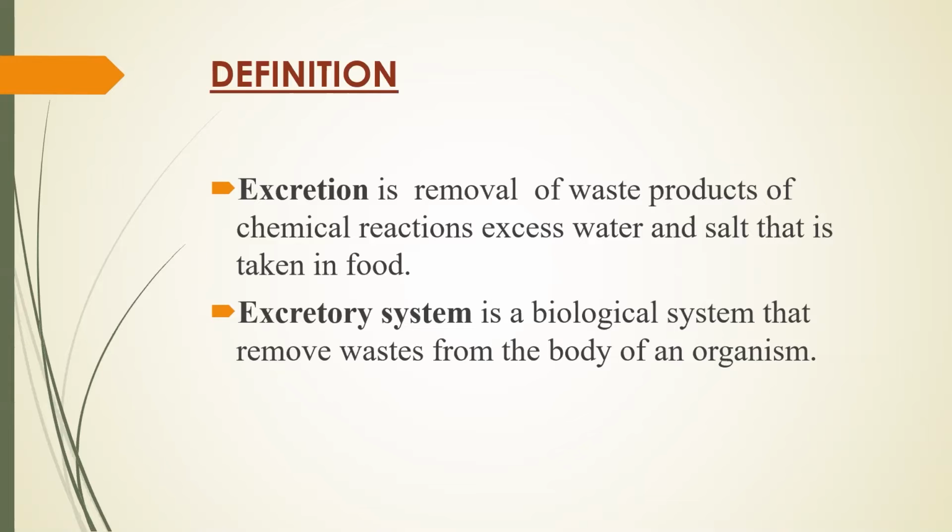Metabolic waste molecules are the byproducts of chemical reactions within the body, and we all know urea, uric acid, and ammonia are toxic, so these are excreted. Mammals such as humans excrete urea, while birds, reptiles, and other animals excrete uric acid. Urine is made of excess water and salt that are taken in the food, and this excretion is done by the system called the excretory system. The excretory system is a biological system that removes waste from the body of an organism.